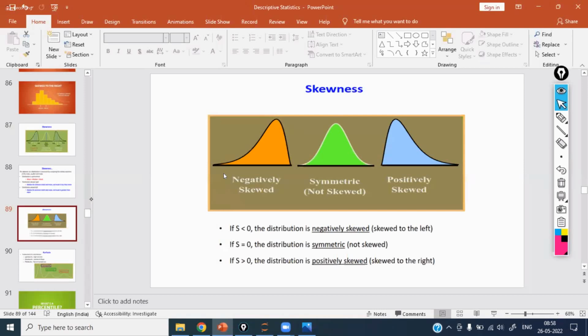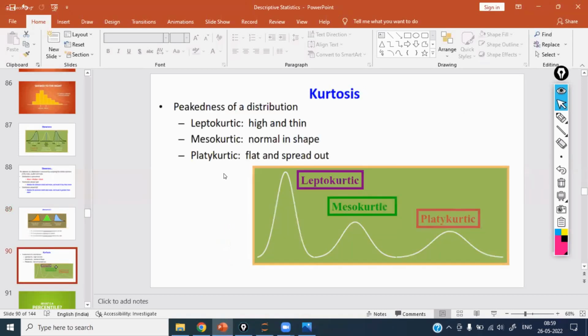Next one, we are going to identify the skewness value. If the skewness value is less than 0, it is called negative skewed or left skewed. If the skewness value is equal to 0, it is called symmetric. If the skewness value is greater than 0, it is positive skewed or right skewed. Next one is called kurtosis.